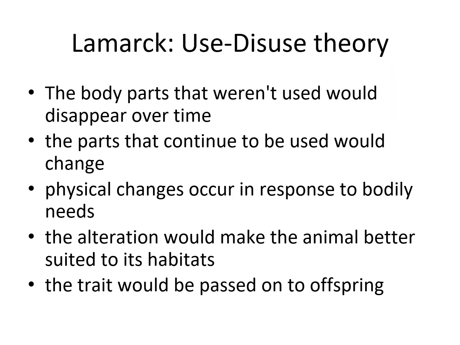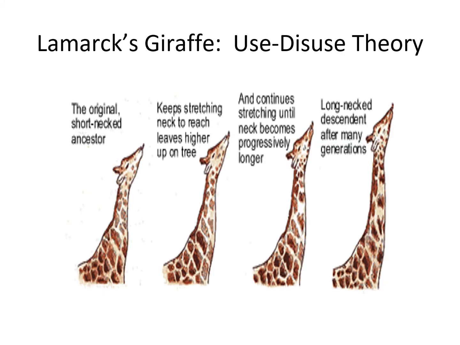And this is the use and disuse theory that really is fully irresponsible, but nonetheless, at the time, made sense to him. Here's the classic idea of the short-necked ancestor who keeps stretching for the higher leaves, and then the next ancestor in the line stretches more for the higher leaves, and eventually it results in this long neck of the giraffe. Doesn't really work that way.